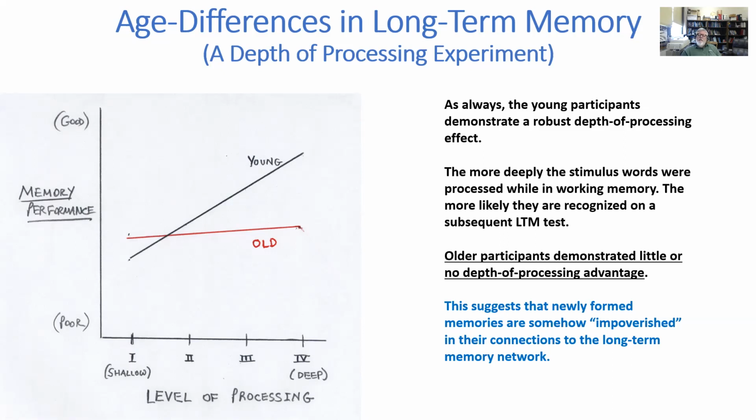And what that suggests is that new memories that are formed in long-term memory may be somewhat impoverished. They may not be as interconnected with the long-term memory network as the new memories that are formed in young people. And that might actually change the magnitude of knowledge that can be extracted in certain cognitive situations, and certainly could have an impact on the ability to recall those newly formed memories in the future, since they're not as interconnected with the existing framework.